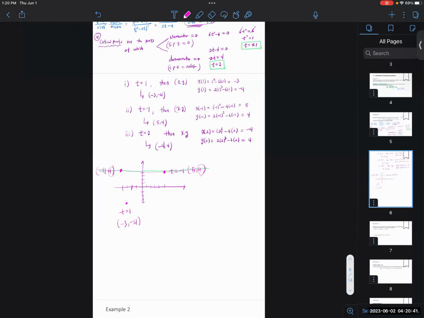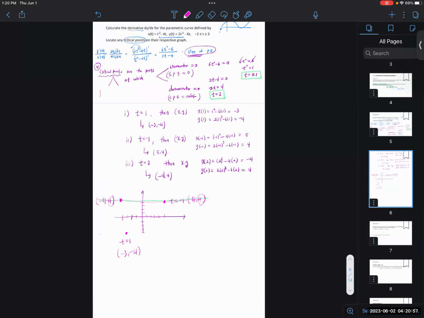So there's no point above y equals 4. Does it make sense? And there's no points below negative 3 comma negative 4. So this is your local max. This is your local min. This is exactly how we call critical points. Okay, critical points, you can find out local max, local min.